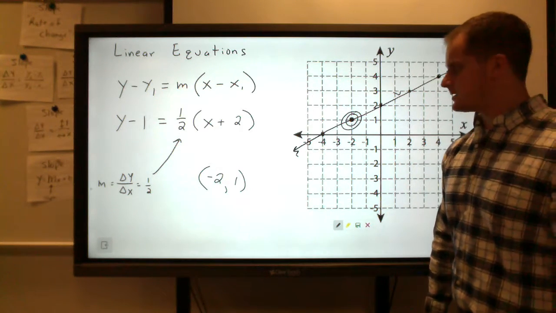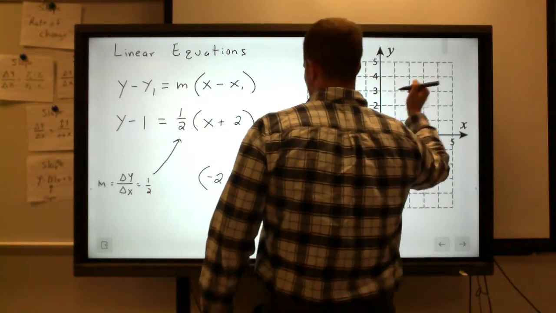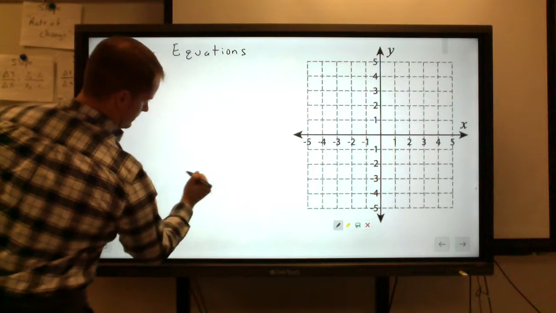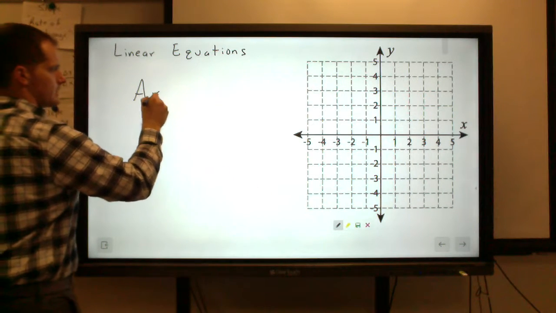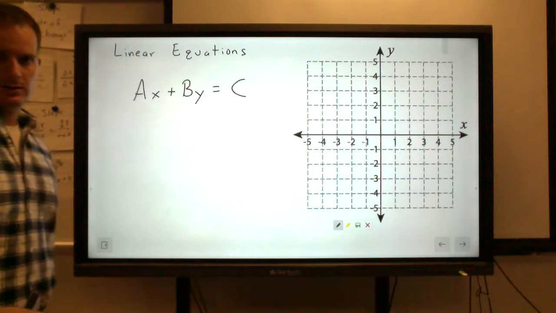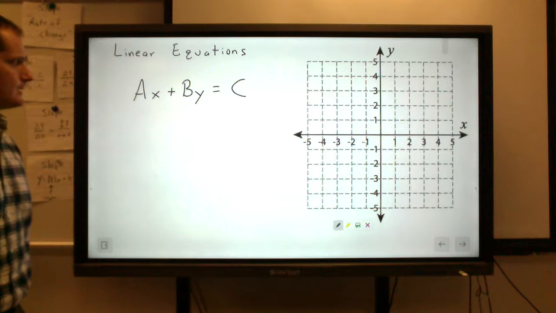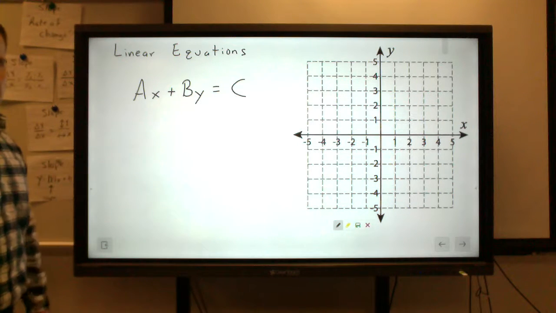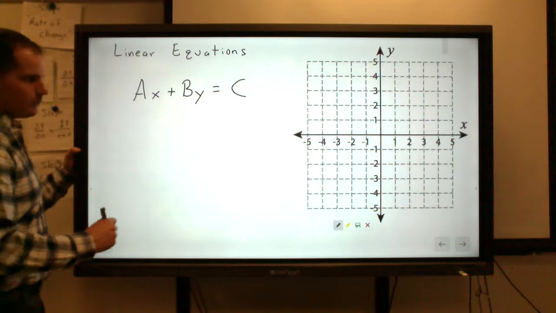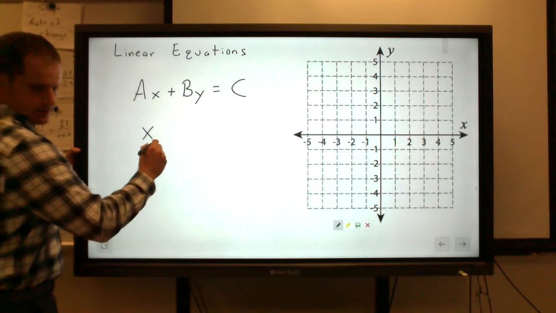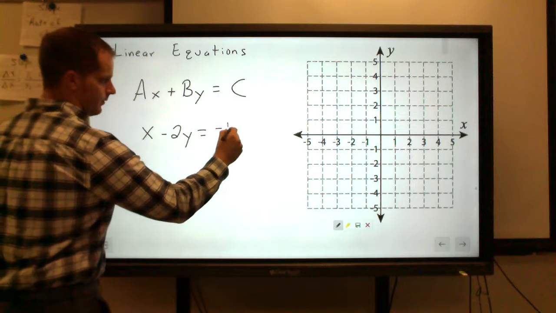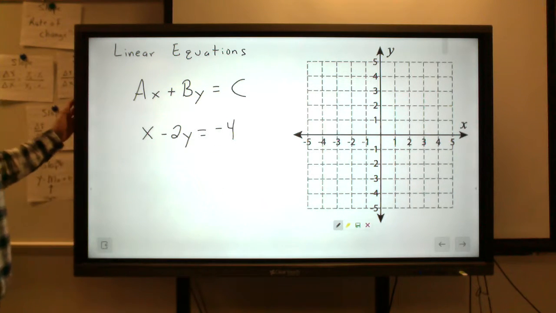So the last one, standard form. For standard form, it is the form ax plus by equals c, where a, b, and c are whole number integers, and a has to be a positive integer. All right, so for this one, we're going to use x minus 2y equals negative 4.